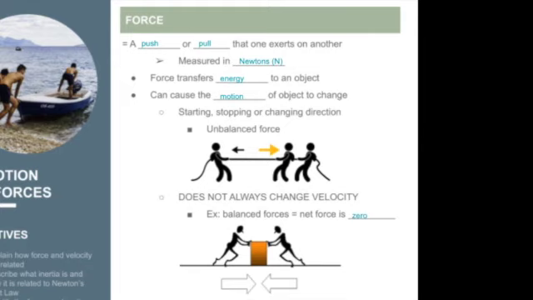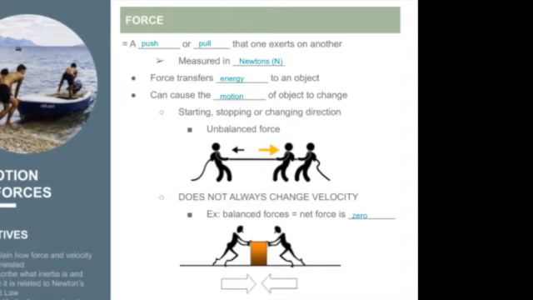So if you were to push on a box, you're transferring your energy to the box, and that can cause the box to move. Starting, stopping, and changing direction is caused by an unbalanced force. For example, if we put an unbalanced force on that box, it's going to start moving. Or if someone threw a ball at you and it's moving through the air, if you catch the ball, you're stopping the motion.